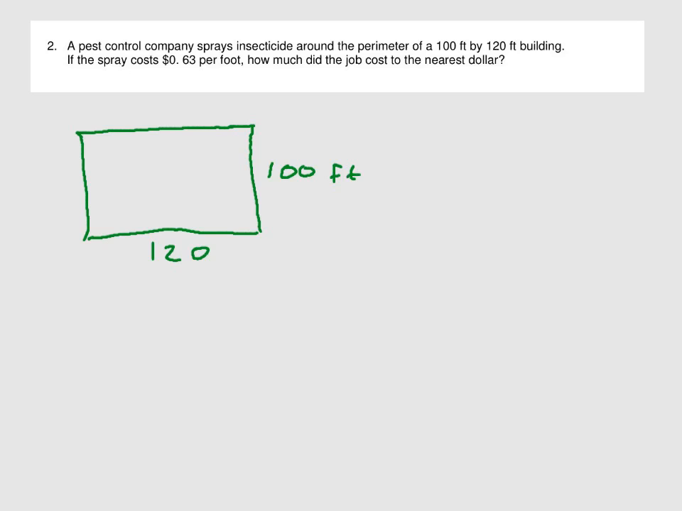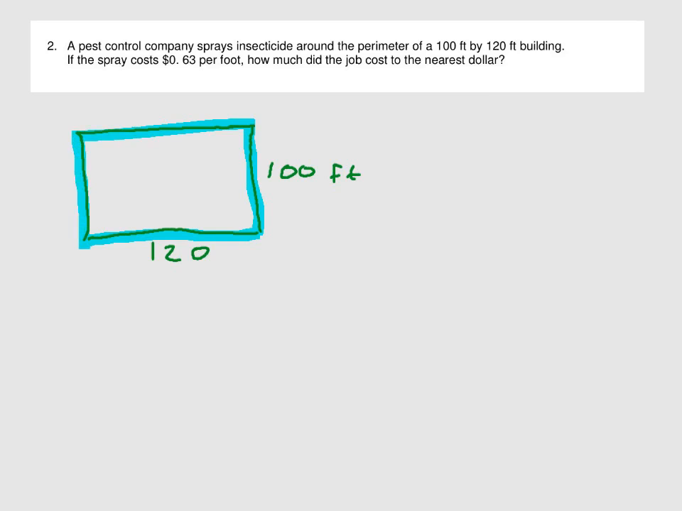Question 2, you have to find how much it's going to cost to spray insecticide around a building that's 100 by 120. So it should be a rectangle. 120 is the longest side. 100 is the shortest side. They're both feet. If you're going to spray insecticide around the perimeter, that's a note to your brain. You want to find the distance around the outside edge.